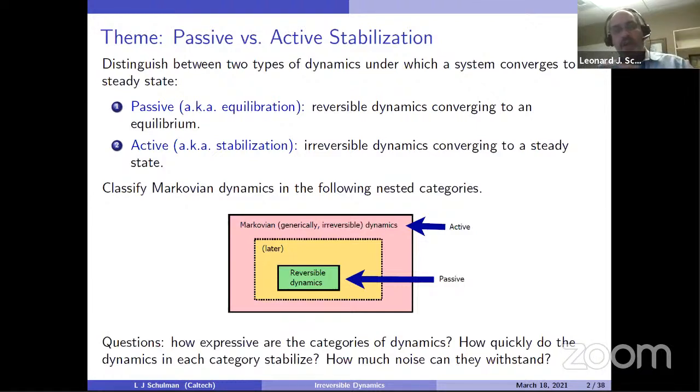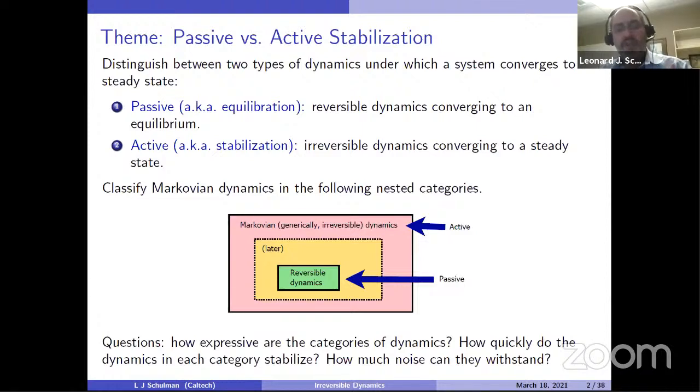At the larger, more expansive regime, we're going to allow for active stabilization. These are in general irreversible dynamics, so they do not satisfy detailed balance. And I'll say more about what that means. I'm not actually assuming that you know what that means, but they also converge to a steady state. Okay, so we have this very simple nested Venn diagram where on the inside there's reversible dynamics. They're green because they're very nice and gentle and easy to deal with. And then there's red, which is general Markovian dynamics. And then there's going to be some intermediate category that I'll describe later.